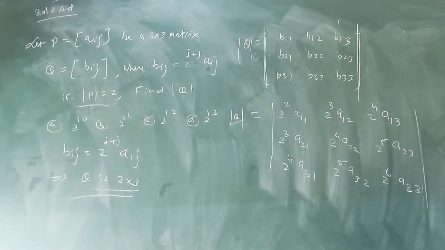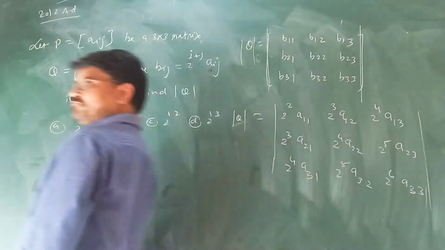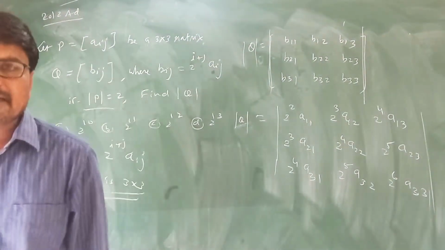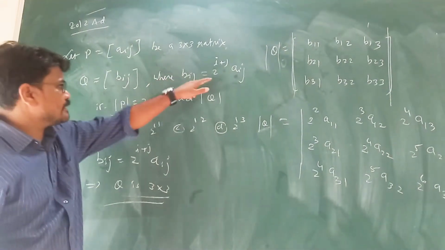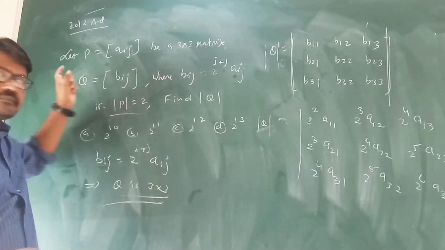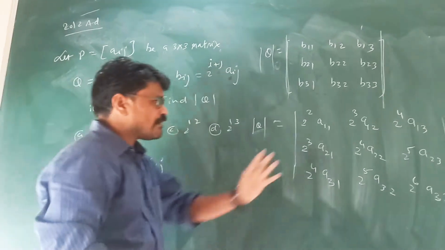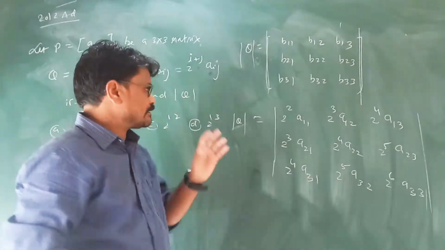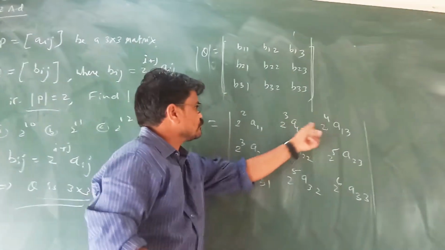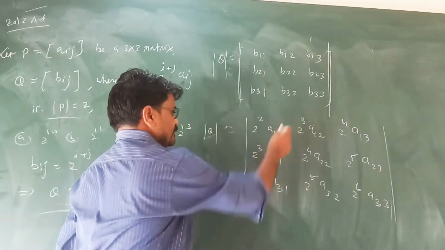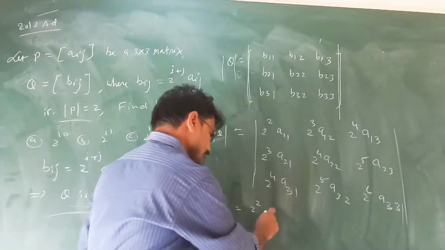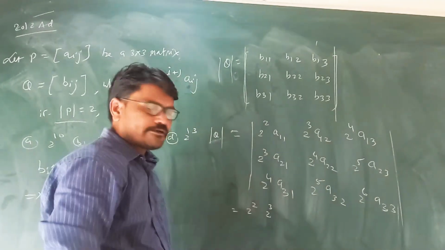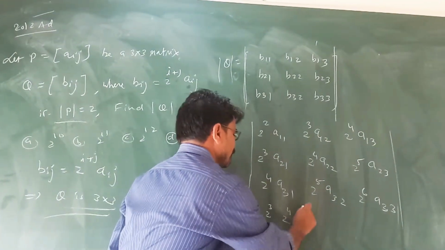तो हमने क्या किया, we have applied this relation to form the matrix Q and thereby the determinant Q. Okay, so by using this relation we form the matrix Q and thereby the determinant Q. Now apply the determinant properties. What are those? As you can see that this 2 to the power 2 is common in the first row, 2 to the power 3 is common in the second row, and 2 to the power 4 is common in the third row.